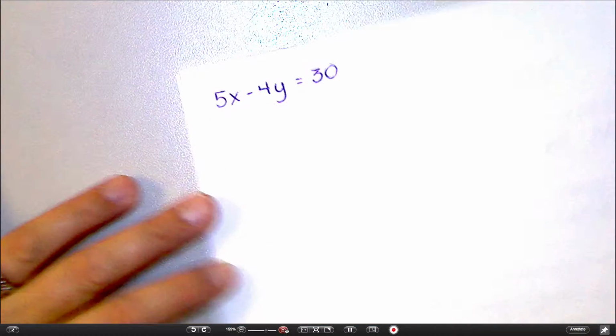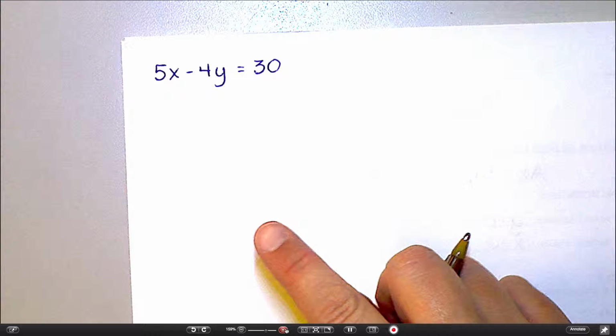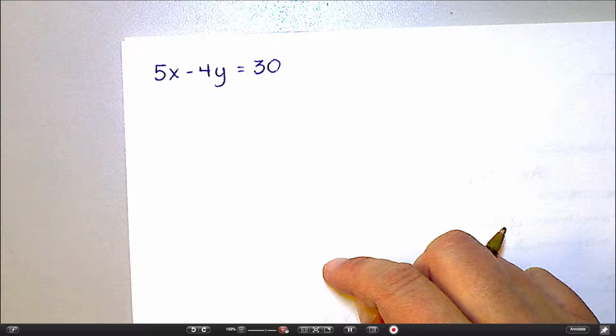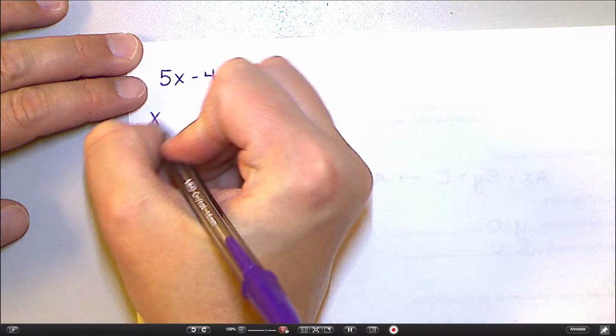I'm going to write this one out the long way, and I recommend that you do the same. But I'm going to show you that with these ones, when they're written this way, there's a shortcut for it. Okay? But we're going to write one out the long way. So let's start with the x-intercept.